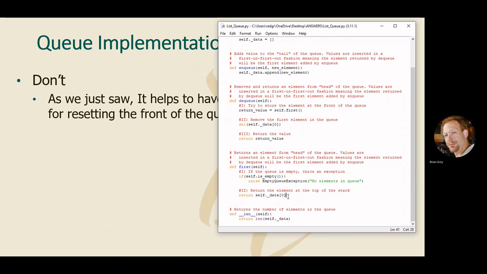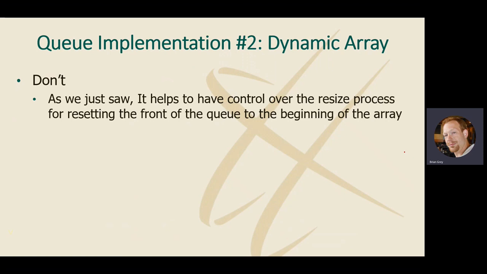Uh-oh. Because look, I'm keeping all the data left justified. Why am I doing that? Like, this is big O of n. This is a problem. Well, here's why.